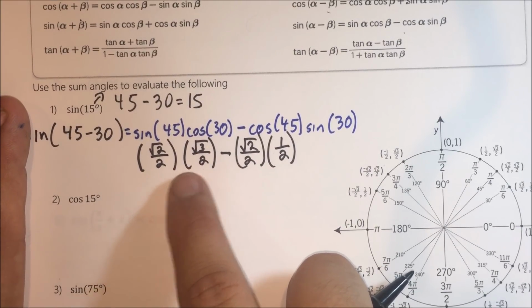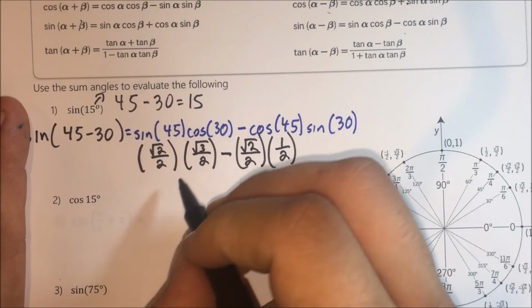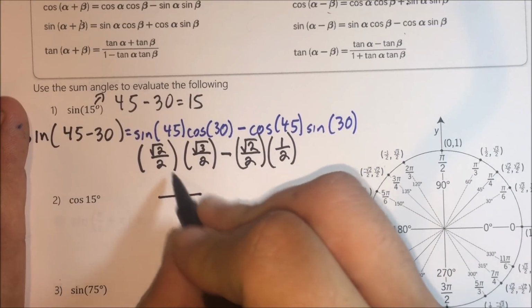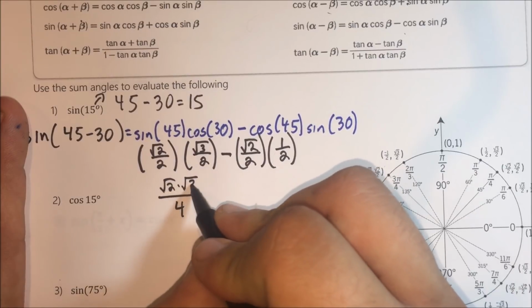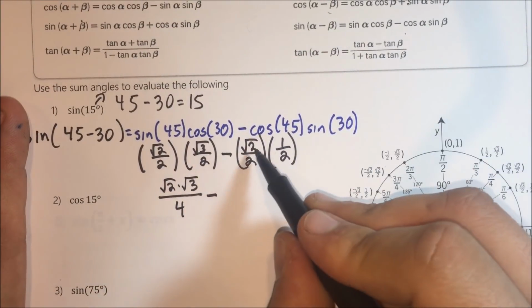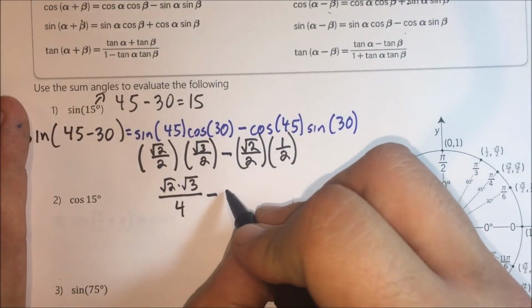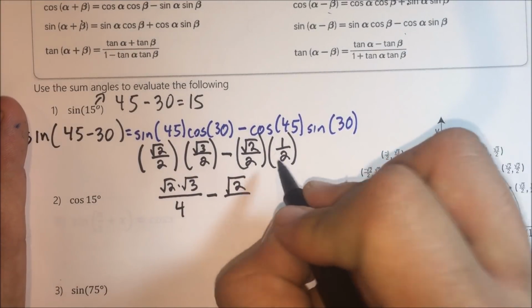So what we're going to say here is, in this first term, we get a 4 in the bottom, and we get a square root of 2 times the square root of 3. Square root of 2 times 1, of course, is just the square root of 2, and 2 times 2 is 4.